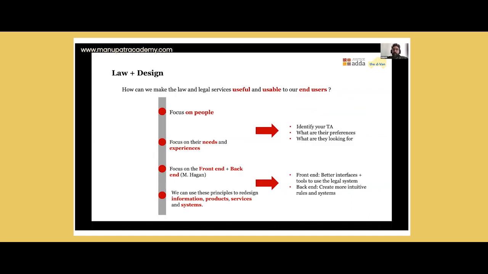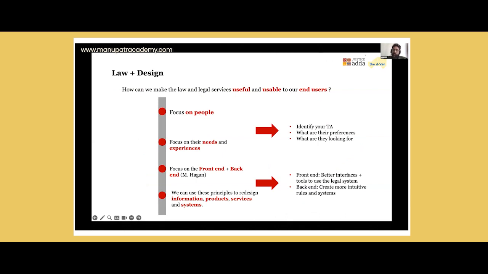When we think about law and design specifically, and from the work of Justice Adda, we ask the following question: how can we make law and legal services useful and usable to our end user? For this, we have the following approaches. One, we focus on people. So we're interested in who our target audience is, what their preferences are, and what they are looking for.